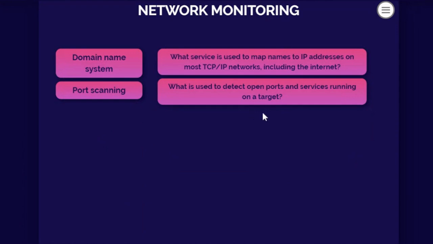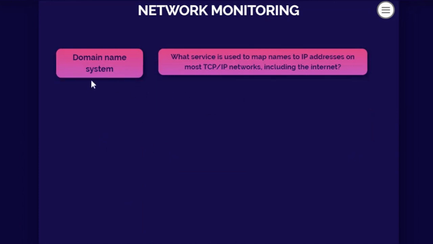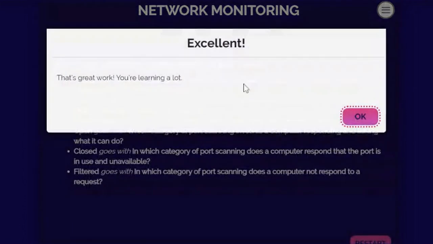We got two left. What service is used to map names to IP addresses on most TCP/IP networks, including the internet? Is that the domain name system or port scanning? Well, it gets real easy if we read the other question. What is used to detect open ports and services running on a target? That sounds like port scanning. If I'm trying to detect open ports, port scanning. So this is the domain name system that maps all the names. So that makes sense as well.